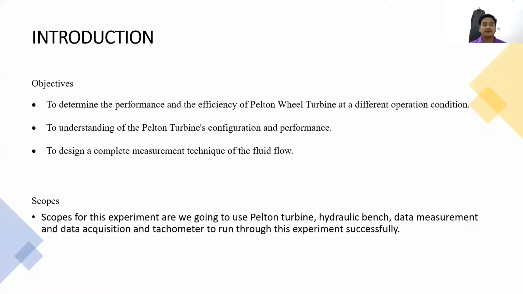Next, for the objective: first, to determine the performance and the efficiency of the Pelton wheel turbine at different operating conditions. Second, to understand the Pelton turbine's configuration and performance. Third, to design complete measurement techniques of the fluid flow. Last but not least, for the scope, we are going to use a Pelton turbine, hydraulic bench, data measurement and data acquisition, and tachometer to run through this experiment successfully.